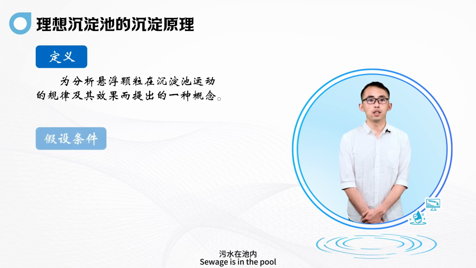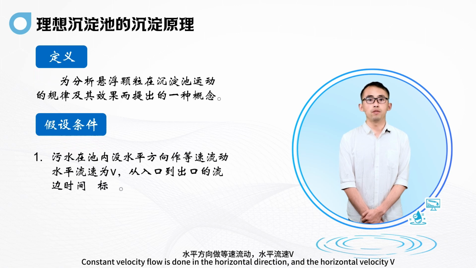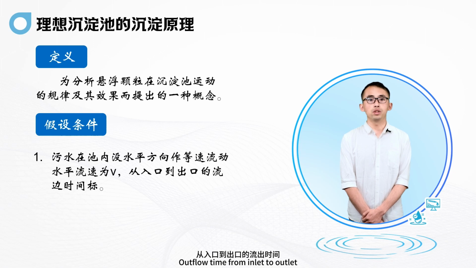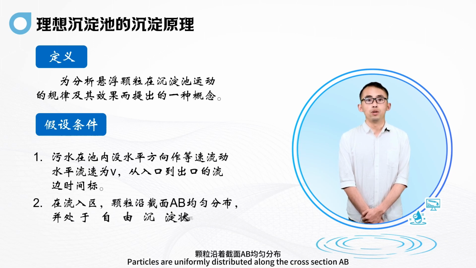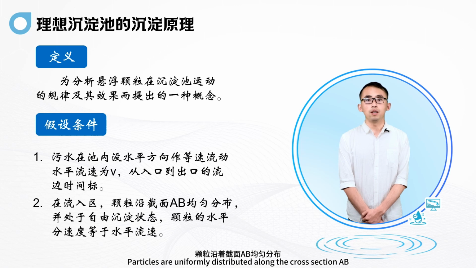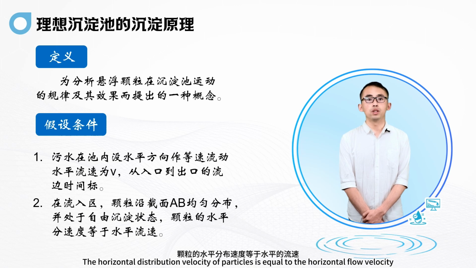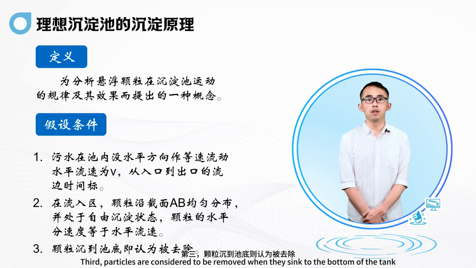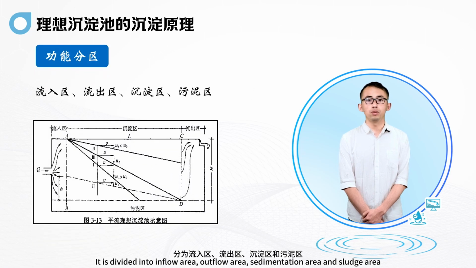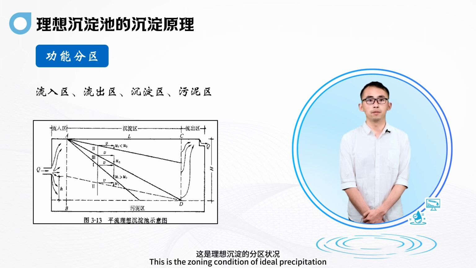First, sewage flows at constant velocity in the horizontal direction in the pool, with horizontal velocity v, from inlet to outlet. Second, in the inflow zone, particles are uniformly distributed along the cross-section and are in a state of free precipitation, and the horizontal velocity of particles is equal to the horizontal flow velocity. Third, particles are considered removed when they sink to the bottom of the tank. The tank is divided into functional zones: inflow area, outflow area, sedimentation area, and sludge area. This is the zoning condition of ideal precipitation.